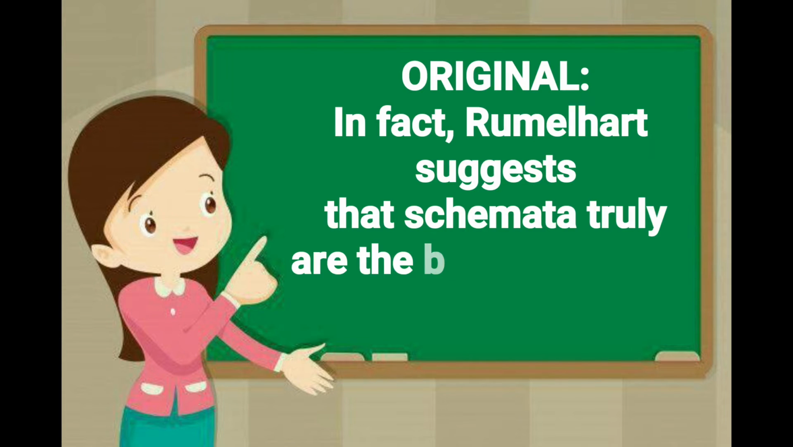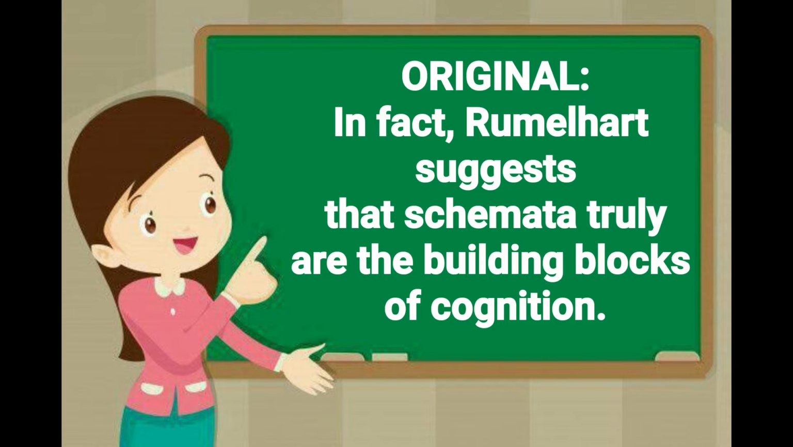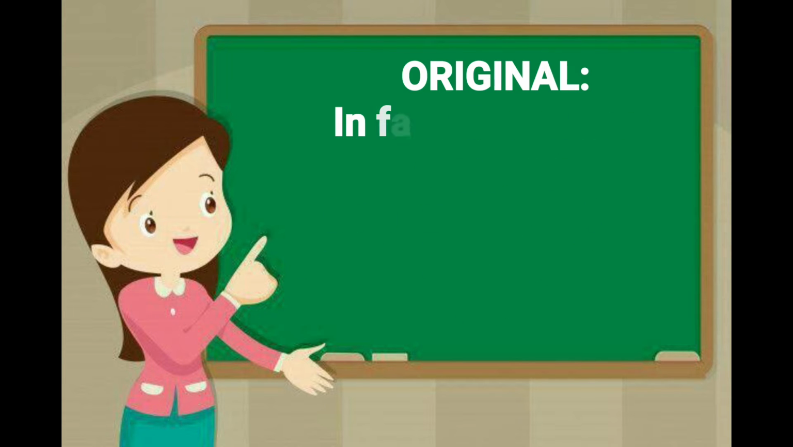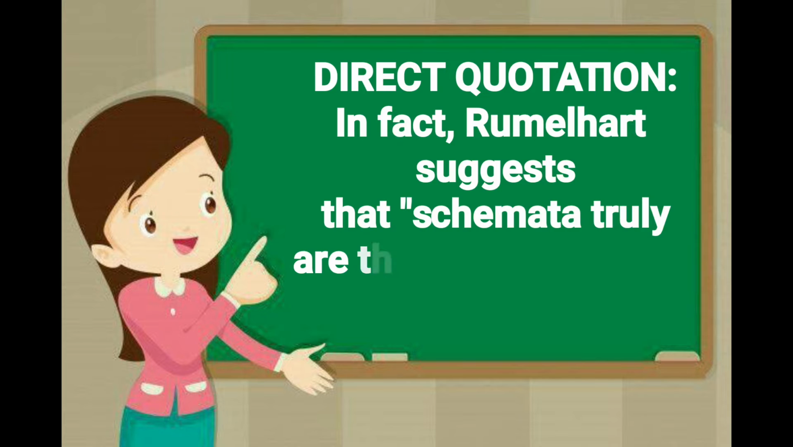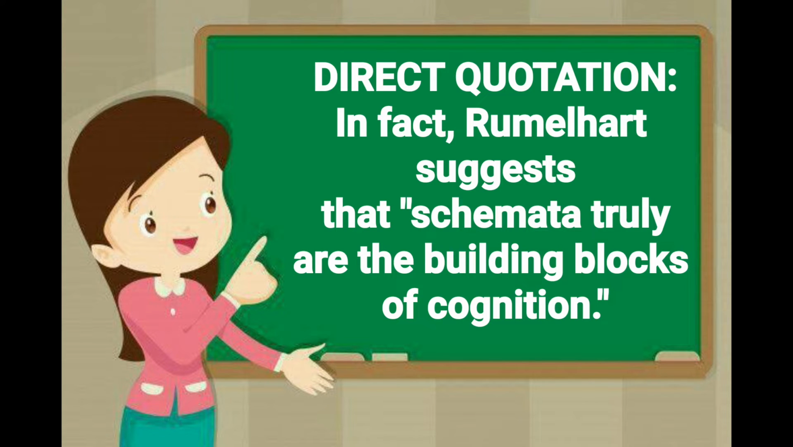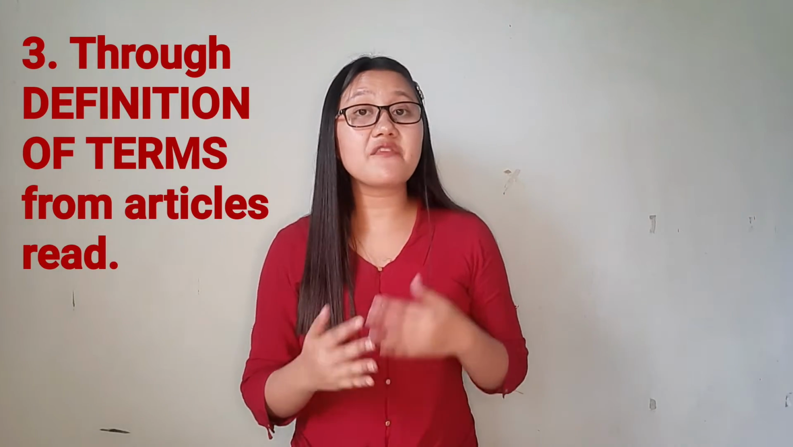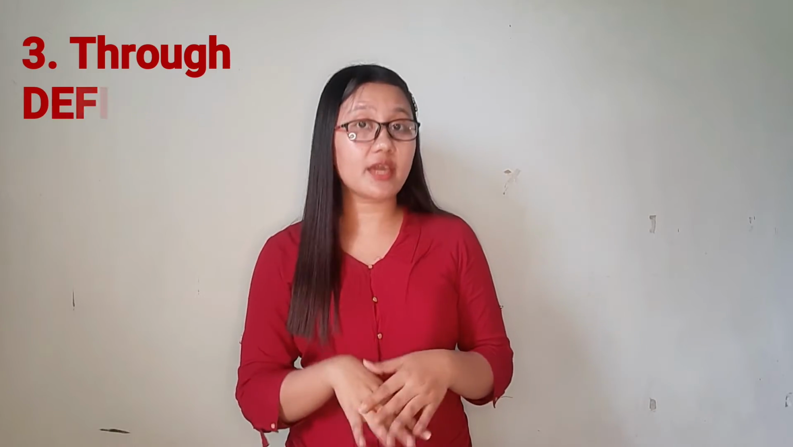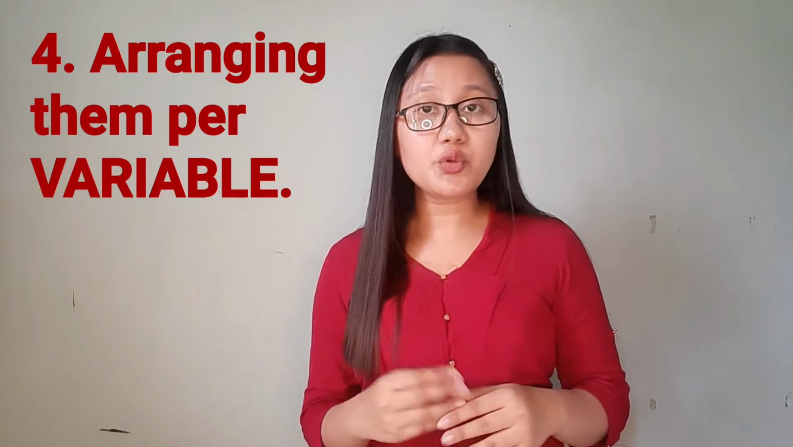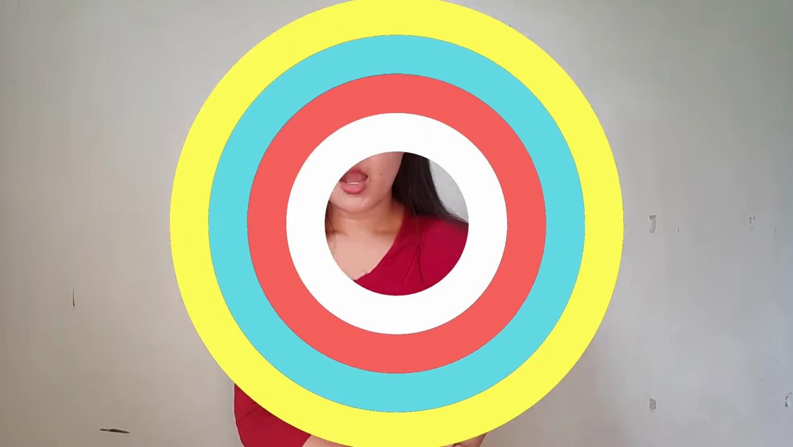For the original, in fact, Rumelhart suggests that schemata truly are the building blocks of cognition. Okay, for the direct quotation, number 3, it is also sometimes from the definition of terms from the article. And number 4, we can arrange them according to variables or per variable. So, yun yung mga ways on how we're going to write the RRLS.